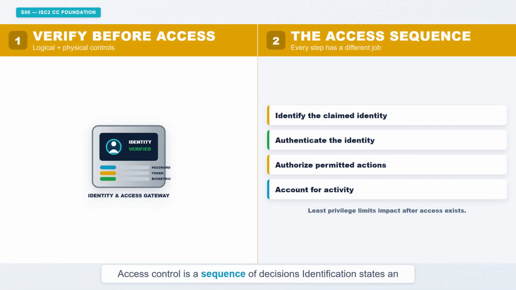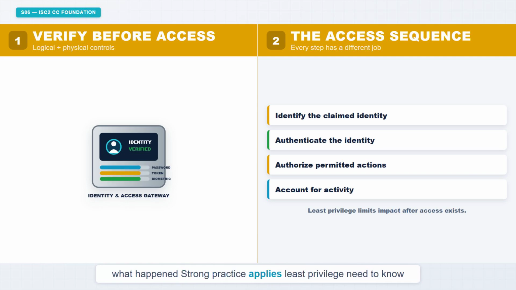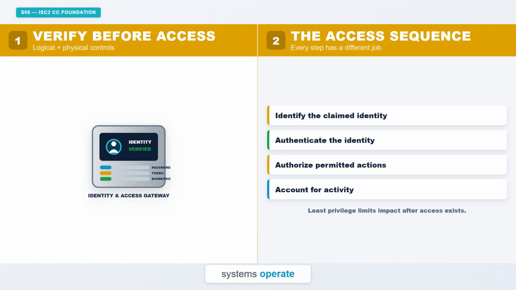Access control is a sequence of decisions. Identification states an identity. Authentication verifies it. Authorization determines permitted actions. Accounting records what happened. Strong practice applies least privilege, need to know, separation of duties, and timely removal of access. Multi-factor authentication combines different factor types, such as something you know and something you have. Physical controls matter too. Badges, guards, locks, lighting, cameras, and visitor procedures protect the locations where information systems operate.